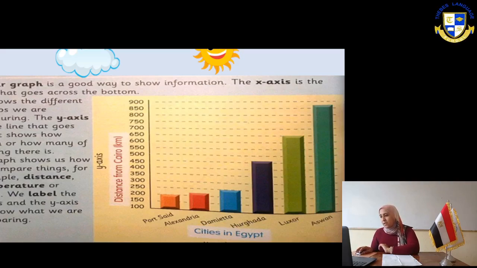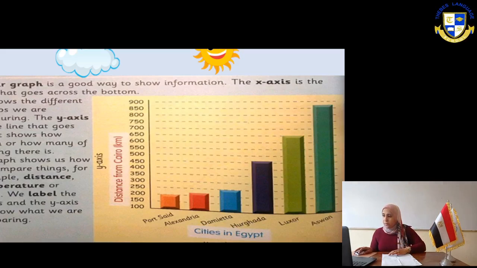In Port Said, what is the distance from Cairo till Port Said? 200 kilometers. Alexandria, it's almost 200. It's about 200 kilometers. To Damietta, 250 kilometers. Hurghada, 450 kilometers. Luxor, you will go with the line and see the number.